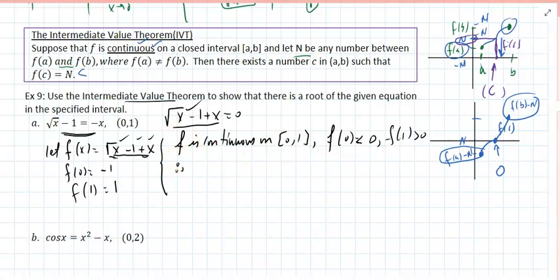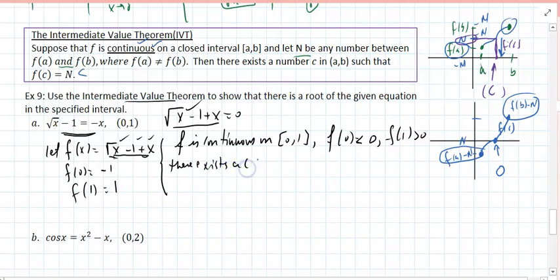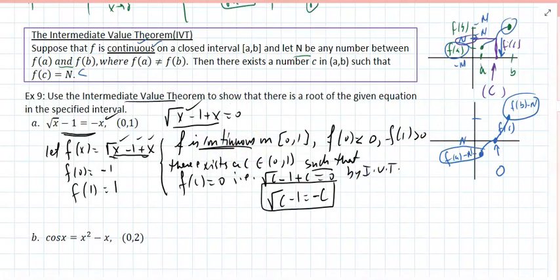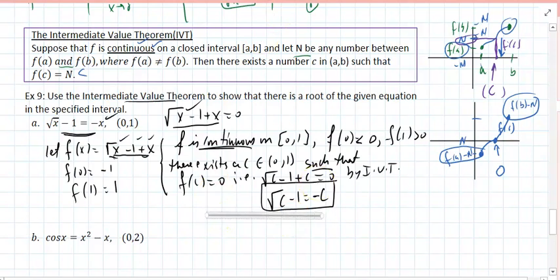Therefore, there exists a c in the open interval between 0 and 1 such that f of c equals 0, meaning the square root of c minus 1 plus c equals 0. And if you move that over, that will mean the square root of c minus 1 equals negative c, which is what we're trying to prove by the intermediate value theorem. You must state that it's continuous, otherwise this doesn't work.